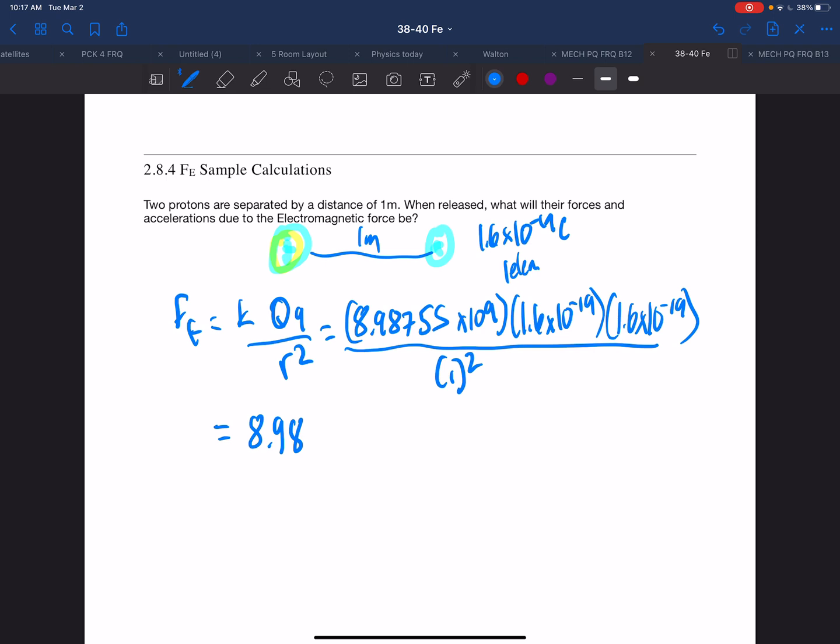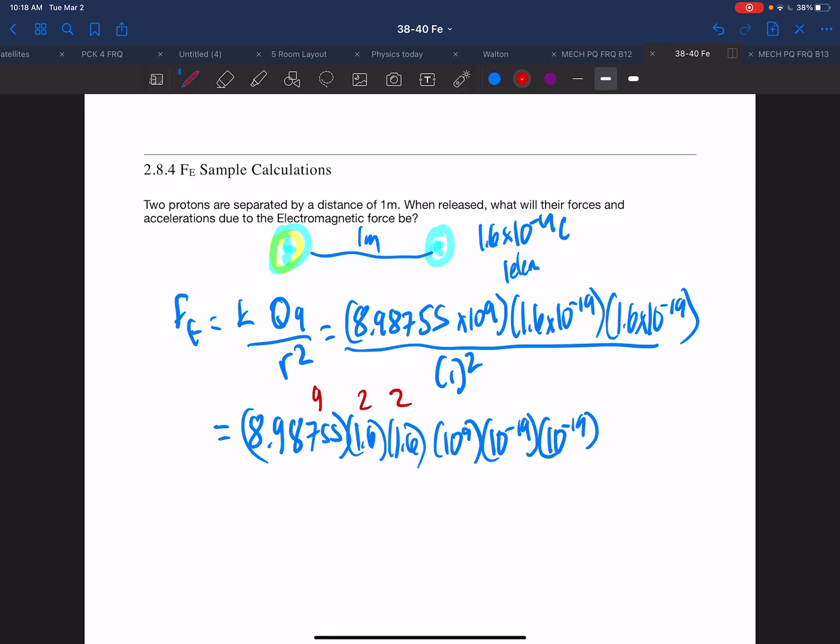8.98755 and 1.6 and 1.6. And we have 10 to the 9th and 10 to the minus 19th, 10 to the minus 19th. And the denominator is 1. So doing a quick estimate here, this we would say is 9, and this is 2, and this is 2. So 9 times 2 is 18, times 2 is 36. So we're looking at like 36.